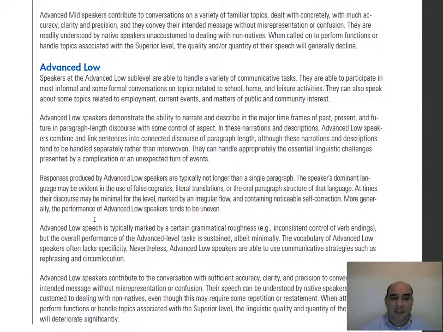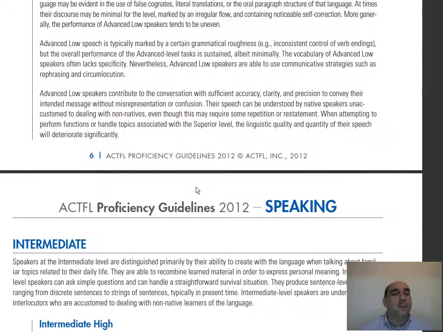Advanced low speakers demonstrate ability to narrate and describe in the major time frames of past, present, and future in paragraph length discourse with some control of aspect. They can handle appropriately the essential linguistic challenges presented by a complication or an unexpected turn of events. So they're trying to describe in somewhat detail what constitutes an advanced low or an advanced mid, right? And so they have set up wonderful guidelines. They're used all over the place.